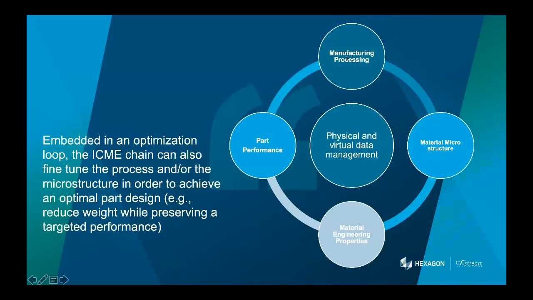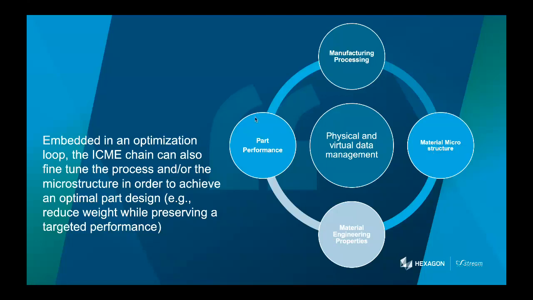Manufacturing process leads to material microstructure. Material microstructure is something that we take in a broad sense. So for instance, residual fields also are considered as being material microstructure. The material microstructure gives rise to the engineering properties. Properties of the material that engineers will use. And the engineering properties themselves, of course, will play a big role in the part performance.